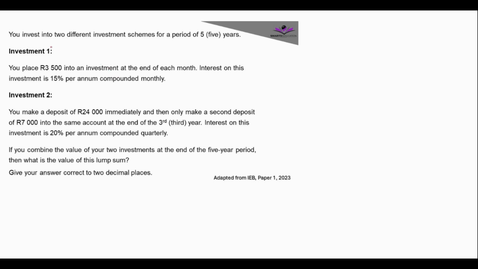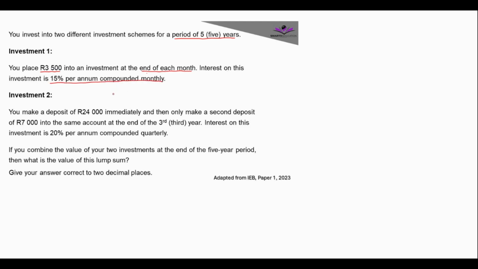Welcome back. Let's do question 6a. You invest into two different investment schemes for a period of 5 years. Let's just read everything. Investment 1. You place 3,500 into an investment at the end of each month. Interest on this investment is 15% per annum compounded monthly.